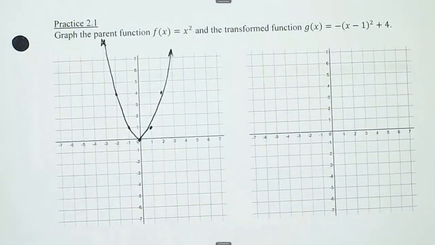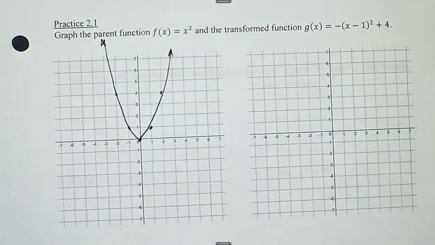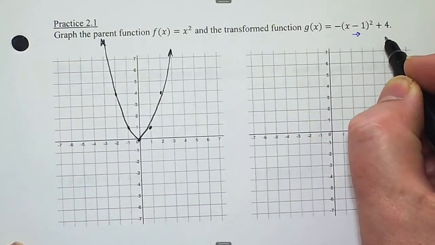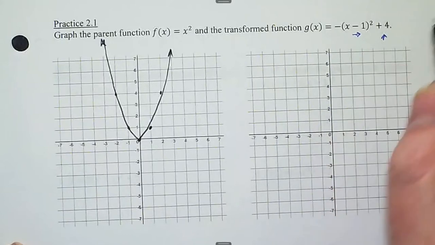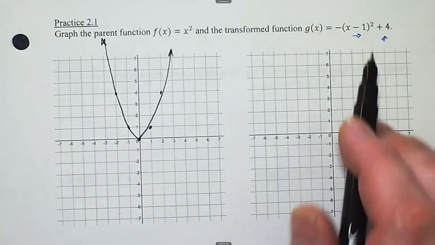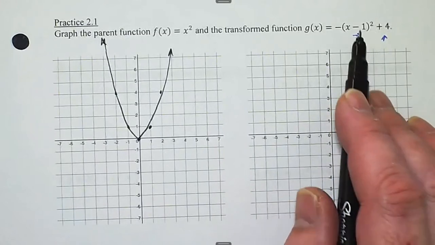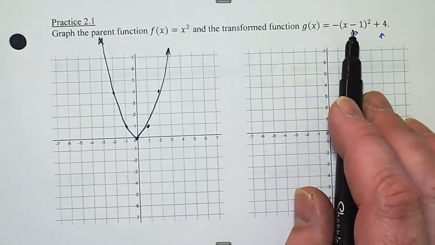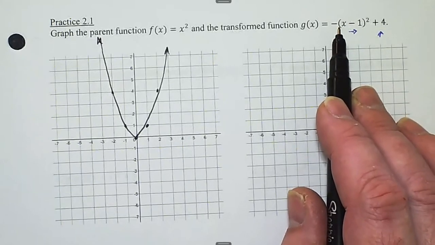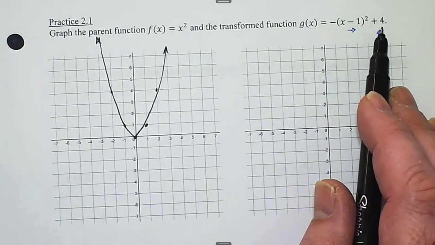Let's do our transformations. All right, this transformation has got 3 of them. We're going to move 1 to the right. We're going to move 4 up. But we're also going to have a flip. And the order matters, so you want to follow order of operations. We start with inside parentheses. So we're going to move 1 to the right first. Then we're going to flip the y-coordinate. Then we're going to shift it up 4. Okay?